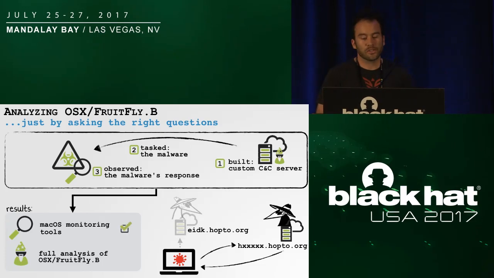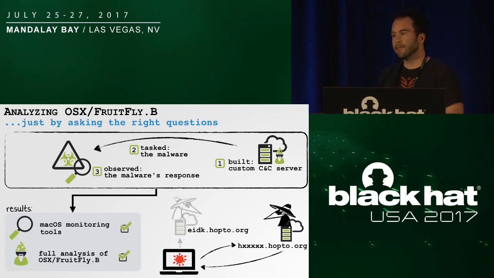Today, we illustrated how to fully analyze a fairly complex piece of malware just by asking the right questions. Again, in 3 steps, we built a custom command and control server, we tasked the malware, and then we observed the malware's response to reveal its capabilities. Along the way, we had to write some neat Mac OS monitoring tools. These will be made available online, fully open sourced. And the end result was a full analysis of Mac OS FruitFly variant B. We were also able to uncover a vast number of victims and collaborate with law enforcement.